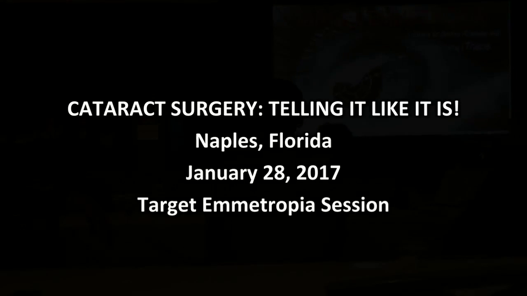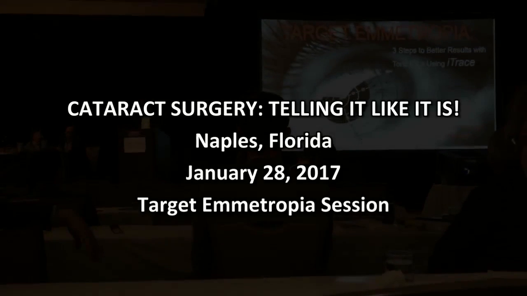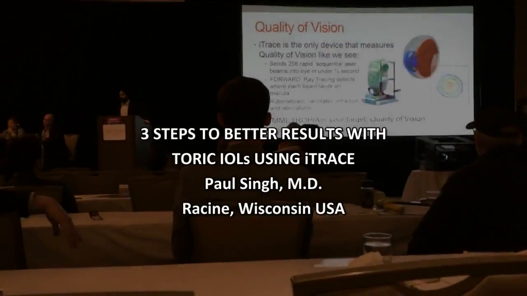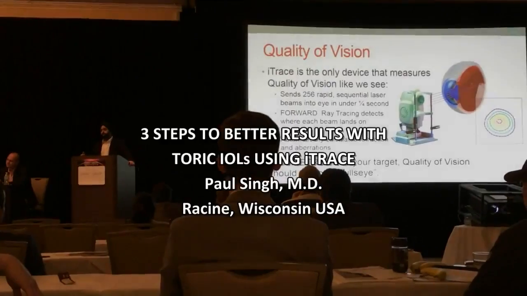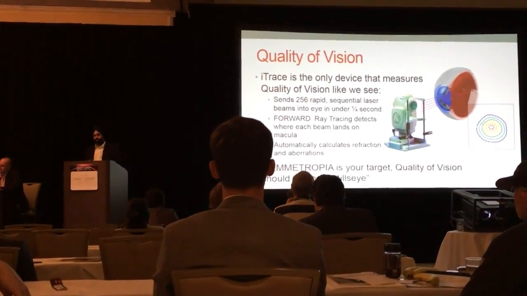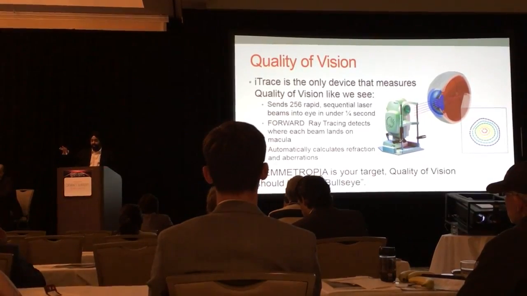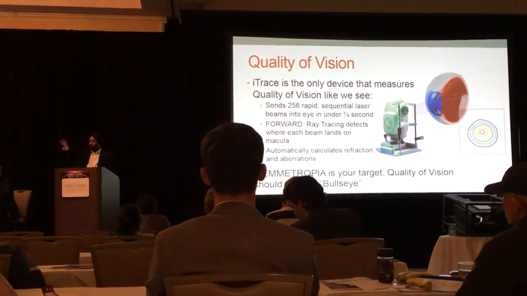Better tools to achieve that target, the holy grail, emmetropia. And one tool I've used in my practice, which I think is really indispensable, is the iTrace. It's the only aberrometer that does forward ray tracing. In other words, it tracks 256 points into the eye and says, okay, how does it land in the eye, the quality of the image, but also where does it land?